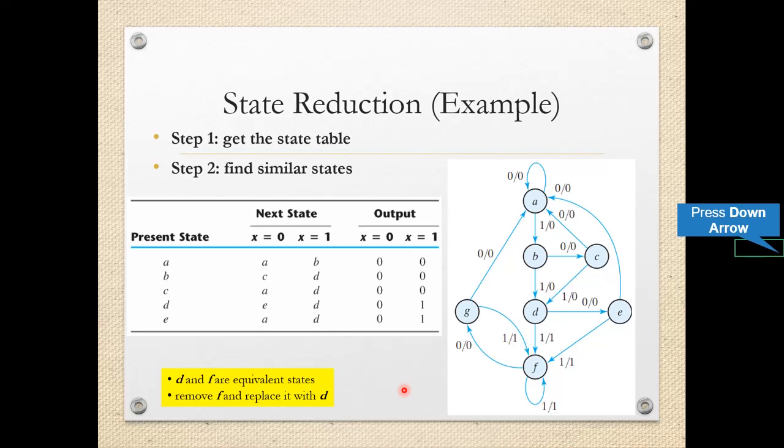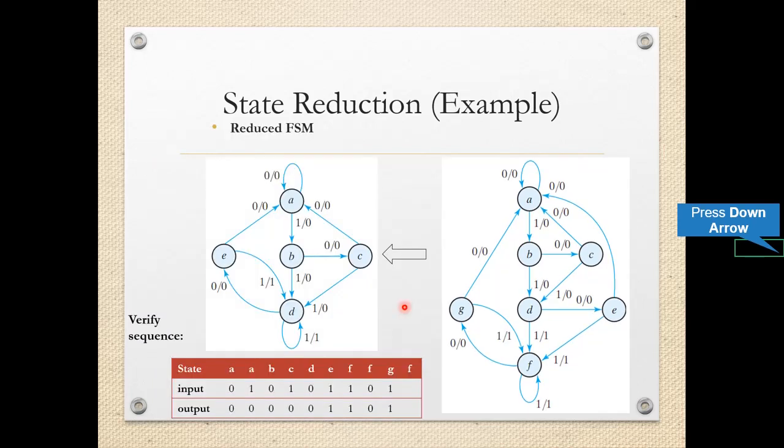So we'll check this thing, A and D. So when 0 comes, go to state A. If 1, go to state D with output 1. Okay. So this is the reduced state diagram. Here the number of states is reduced and the functionality remains the same.